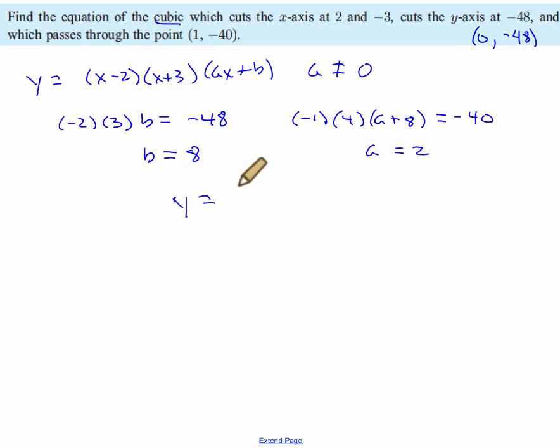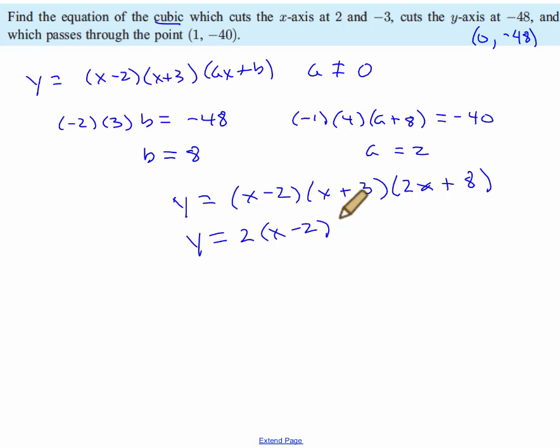Y equals x minus 2 times x plus 3 times 2x plus 8, 2 for the a, 8 for the b. Very nice. And if we want to have the a out in front, we can factor the 2 out of this and get 2 times x minus 2 times x plus 3 times x plus 4. All right, there we go.